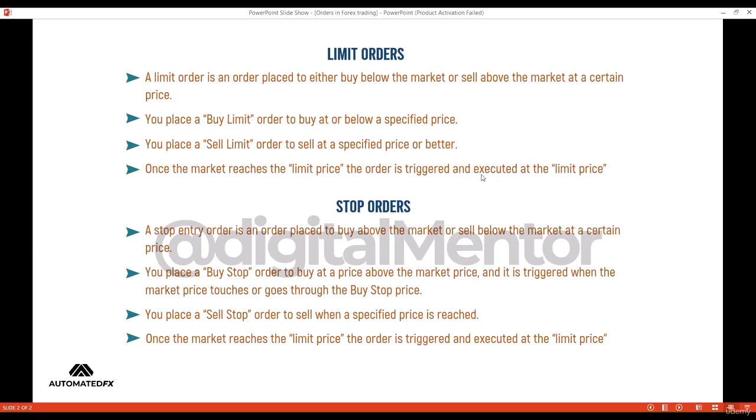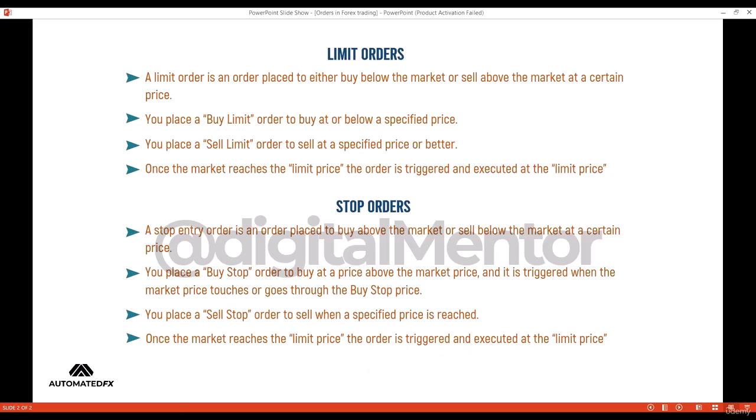Now coming to stop orders, what do we mean by stop orders? A stop entry order is an order placed to buy above the market or sell below the market at a certain price. You place a buy stop order to buy at a price above the market price, and it is triggered when the market price touches or goes through the buy stop price. Now you place a sell stop order to sell when a specified price is reached.